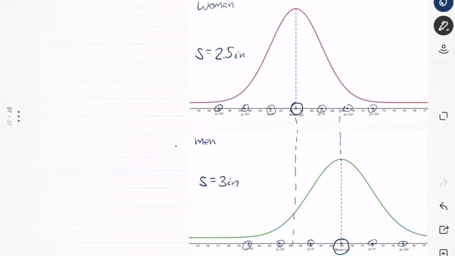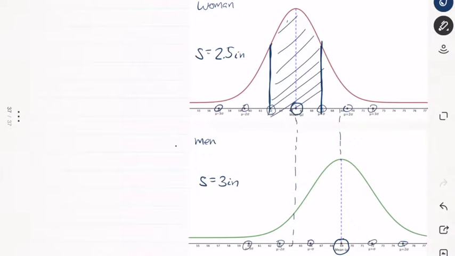So another thing that we want to talk about is, what is the probability that a woman is within one standard deviation of the mean? So I want to know how many women we are talking about that are somewhere between 62 inches and 67 inches tall. And the cool thing is that it matches up perfectly with the exact same answer as the number of men that are between 66 inches and 72 inches.